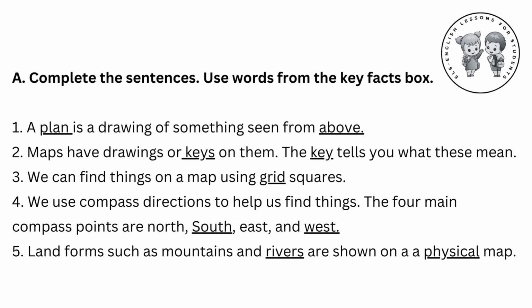4. We use compass directions to help us find things. The four main compass points are north, south, east, and west. 5. Landforms such as mountains and rivers are shown on a physical map.